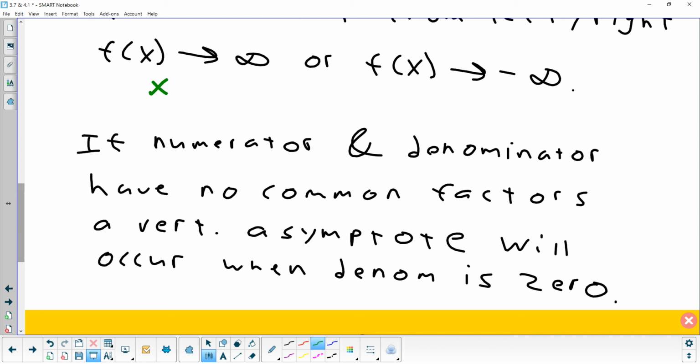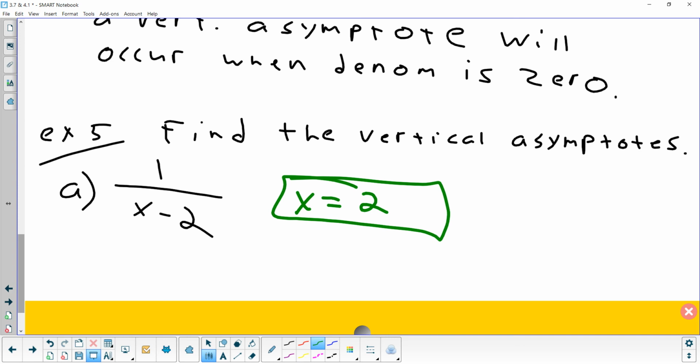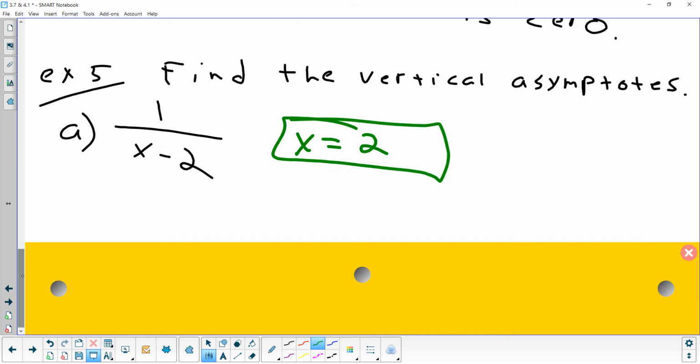So in a problem like this, let's say x plus 2 over x minus 3, there's a vertical asymptote at 3. In something like this, there's no vertical asymptote in that problem. Yes, 3 would make the denominator 0, but it would be a hole in the graph. It would not be a vertical asymptote. Okay, so what would be the vertical asymptote in this problem? 2. That's the value that would make the denominator 0, and there are no common factors in the numerator.